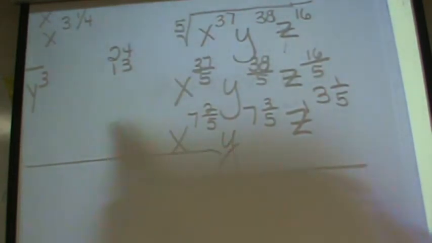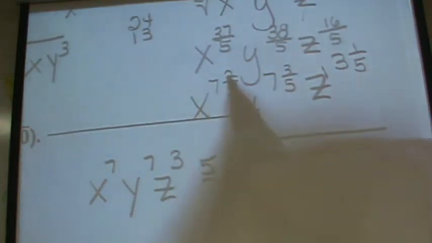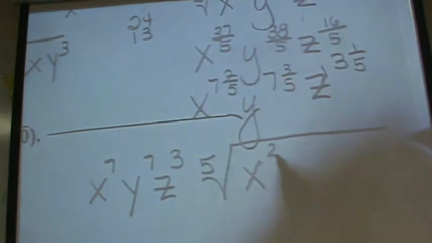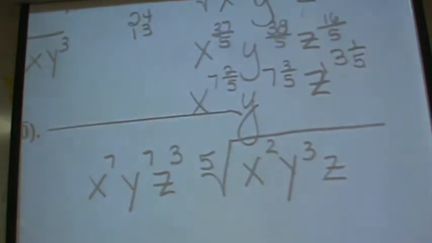And what goes outside is going to be x to the 7th, y to the 7th, and z to the 3rd. And these are all the misfits: x to the 2nd, y to the 3rd, and z to the 1st power. So these numerators are all the leftover pieces.